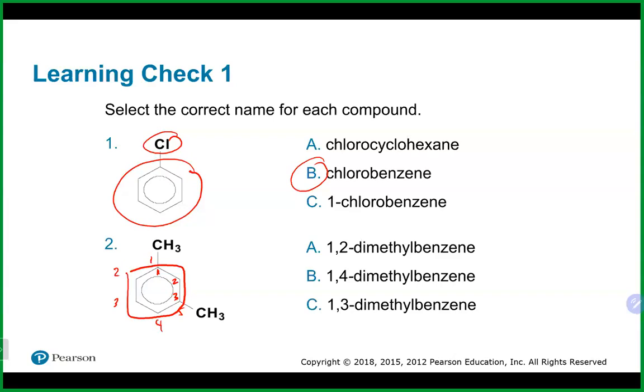So that is a 1,3-dimethylbenzene. That is also what positioning? That's the 1,3 positioning. That is the meta positioning. So that's meta-dimethylbenzene as well.